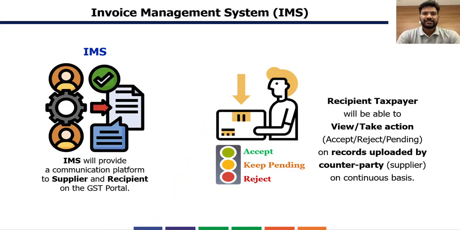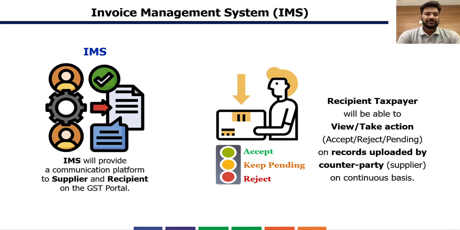So IMS is basically a new functionality in GST ecosystems that enables the recipient taxpayers to control their inward supplies, where he can take actions on the records before finalizing their GSTR-2B, and this way he can control the correct ITC to be availed in their GSTR-2B and subsequently in GSTR-3B.